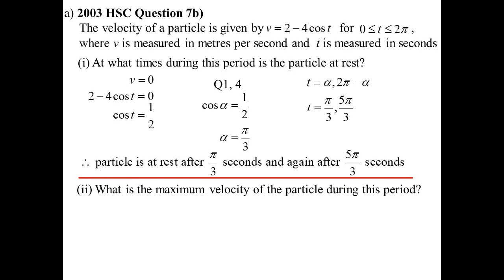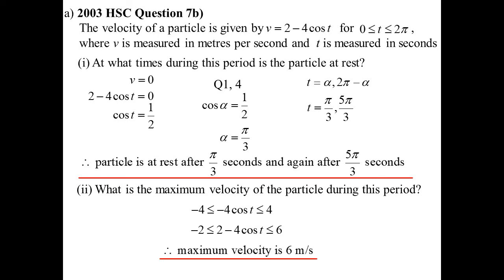What is the maximum velocity of the particle? Now, we don't always have to use calculus to solve this sort of problem. We can use our knowledge of trig functions. We have a velocity graph which is 2 minus 4 cos t, but we know the amplitude of our cosine function, for this one, would be 4. So that minus 4 cos t will travel between 4 and minus 4. But if we shift the whole thing up 2, it'll travel between minus 2 and 6. So the maximum velocity is 6 meters per second.